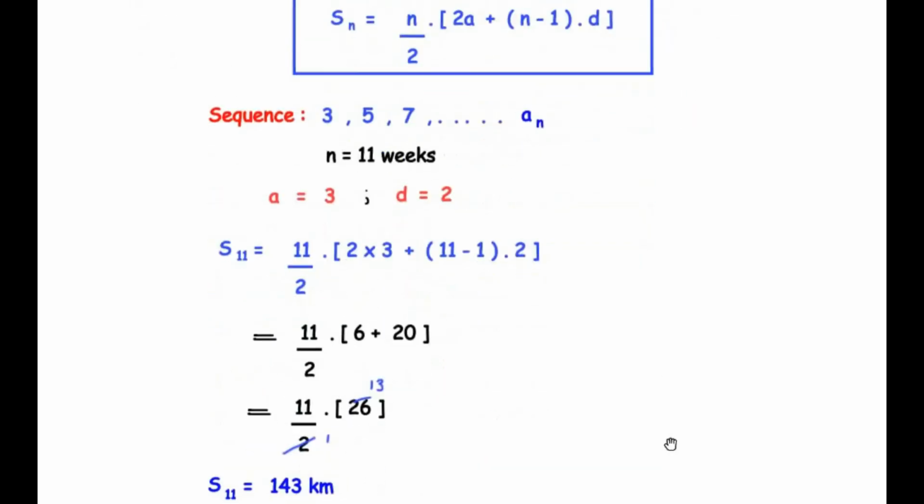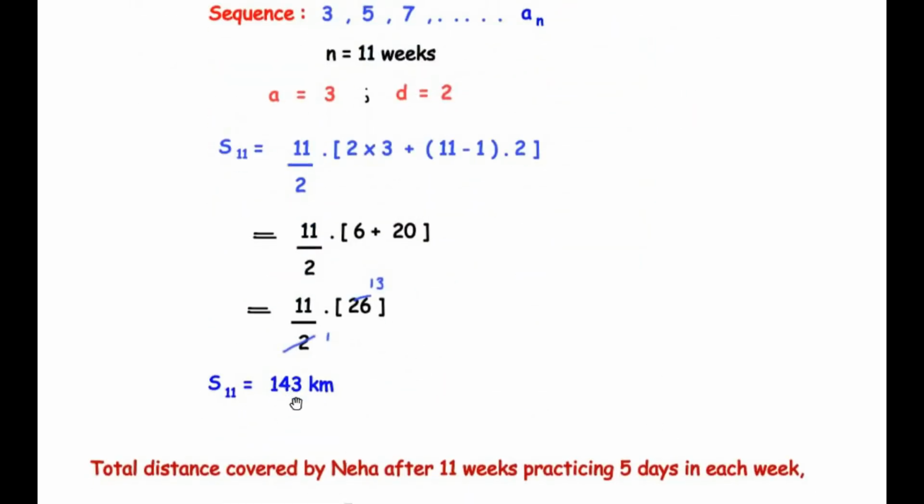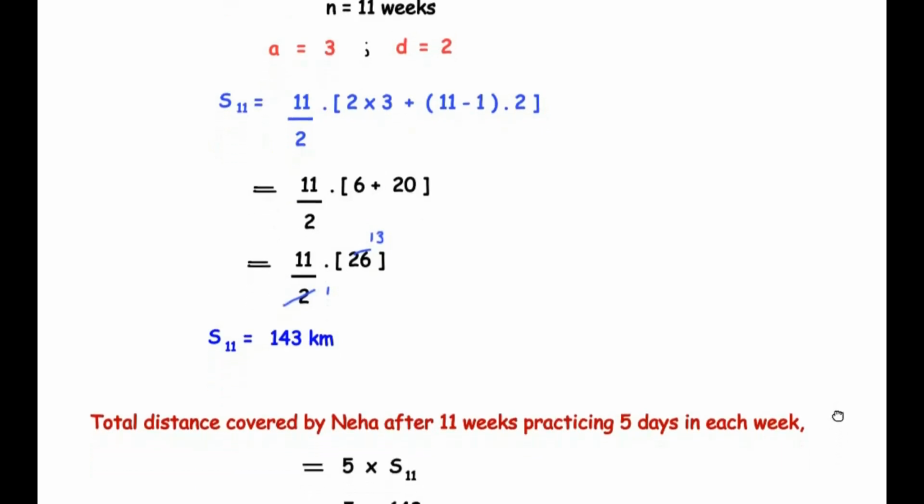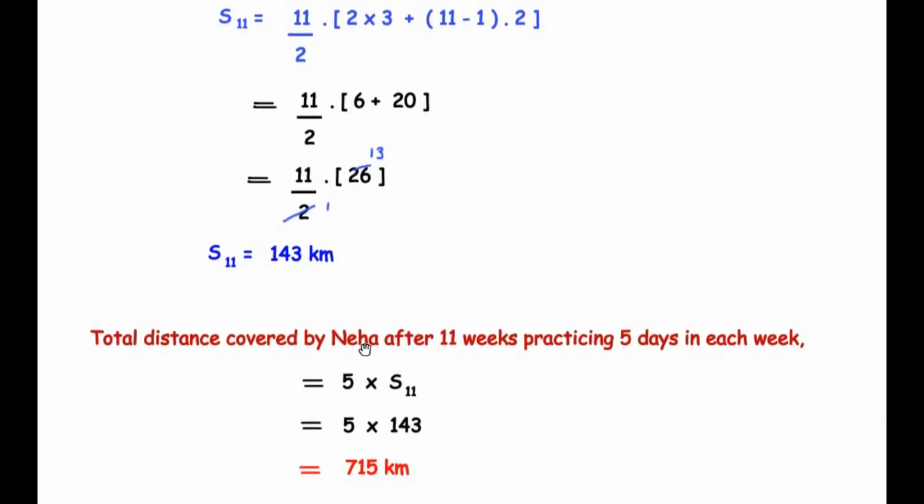So here we have to take the total she has covered, that is 143 kilometers in 11 weeks, and just multiply it by 5 days in each week. So here we are going to get total distance covered by Neha after 11 weeks, practicing 5 days in each week as 5 times S11, that is 5 times 143, giving us 715 kilometers. So this is her total after 11 weeks if she practices for 5 days in each week. This is our answer. Now let us move on to the OR question.